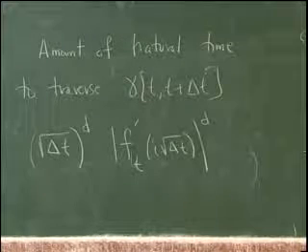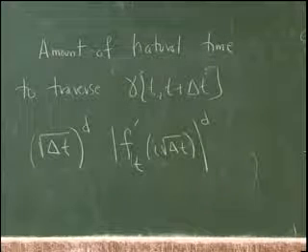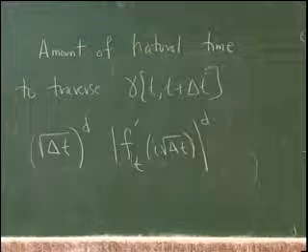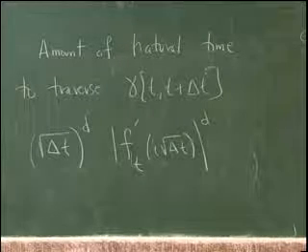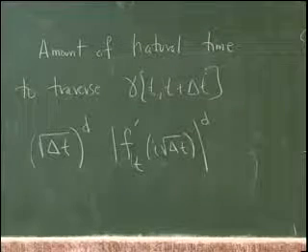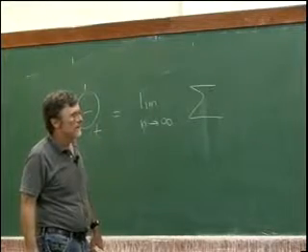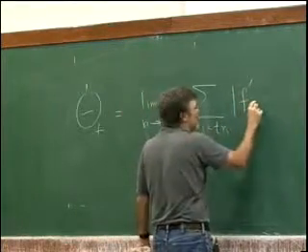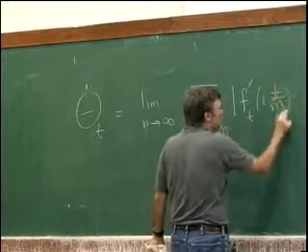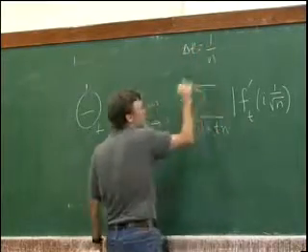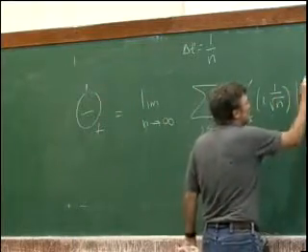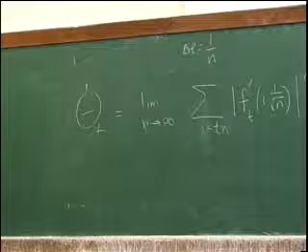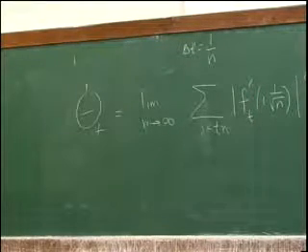And this leads to a conjecture, which is still open, that I could define theta t to be the limit as n goes to infinity of the sum over j less than tn of gamma prime of j over n to the d, using delta t equals 1 over n in this expression, and then I have square root delta t to the d, which would be n to the minus d over 2.